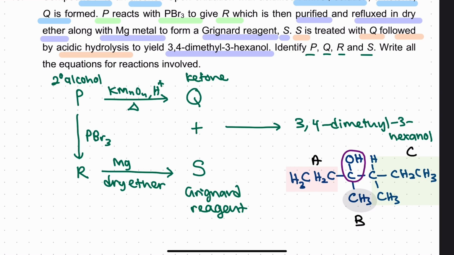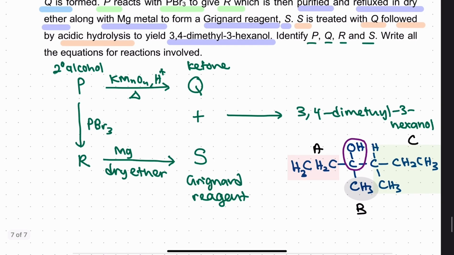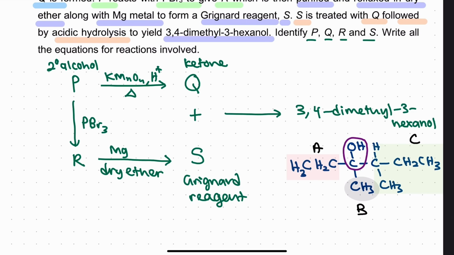All right, so let's see which one it can be. If let's say A and C are coming from our ketone, can B come from the Grignard? Because you must remember that ketone Q and Grignard S are sort of related. It is sort of related because both of them are coming from a secondary alcohol.